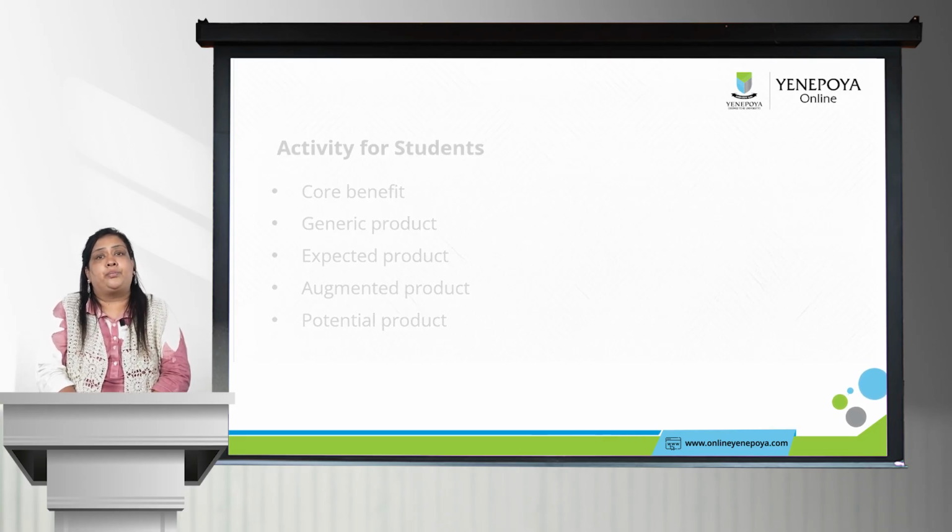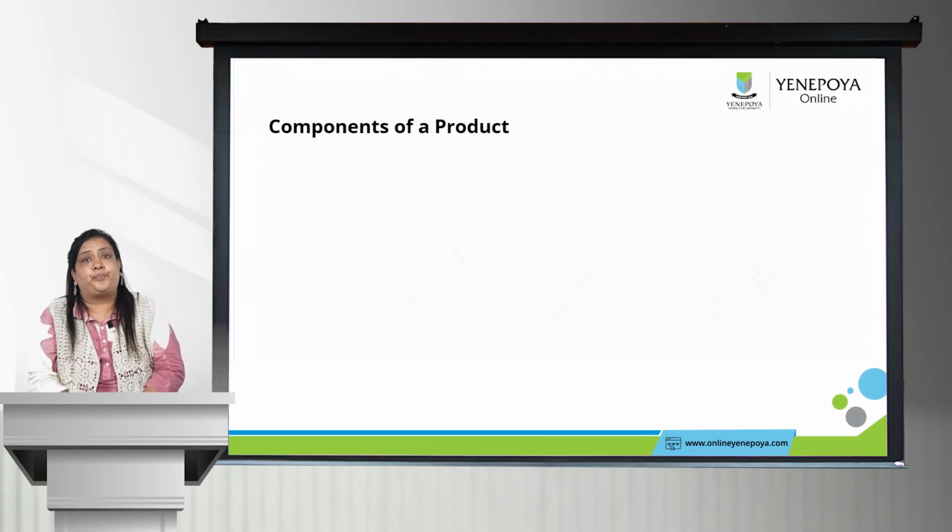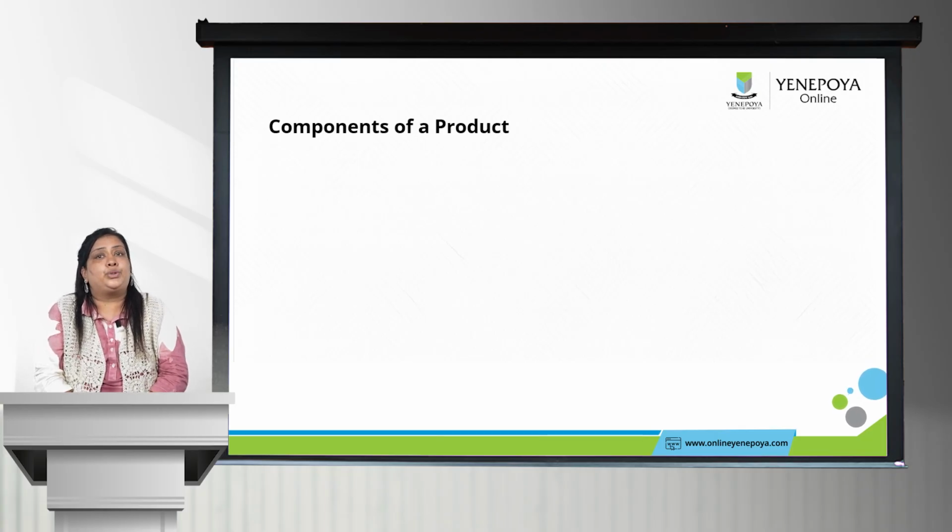Let's move on to another topic, that is components of a product. You walk into an electronics store to buy a pair of headphones. You're thinking, I just need good sound. But suddenly you're faced with options that have noise cancellation, Bluetooth 5.0, stylish packaging, brand warranties, and even free music subscriptions. Now you are not just buying headphones, you're buying a whole package. And that's exactly the topic, the components of a product.